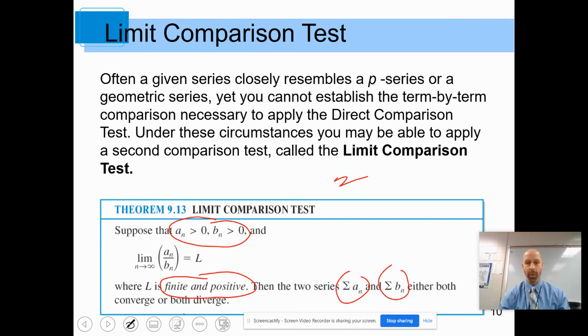I think this one's a really cool comparison. I think it's one of the best tests. I think it's very interesting. So basically what you're going to do is figure out what your a sub n and your b sub n are, do the quotient of them, and take the limit as n goes to infinity. If that value is finite and positive, then you have either convergence or divergence.